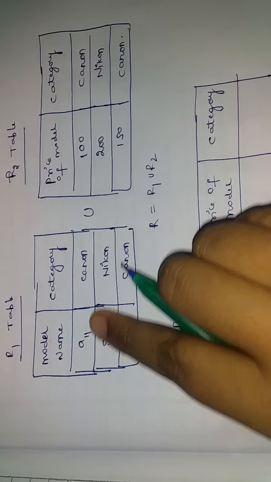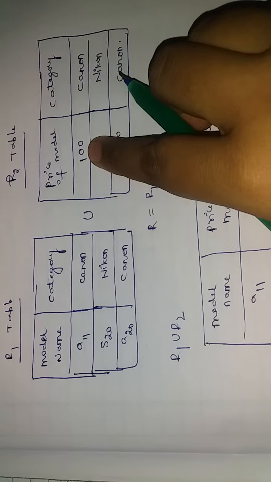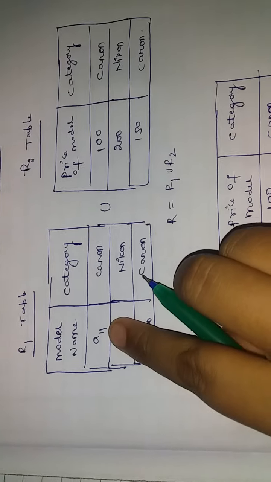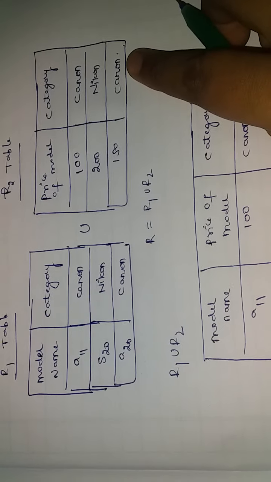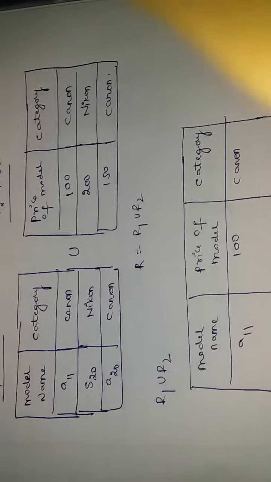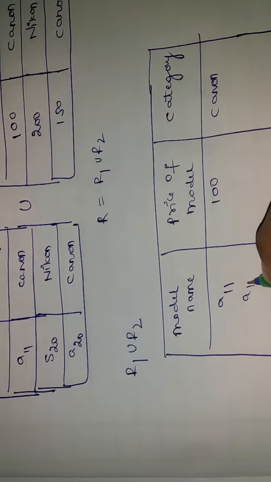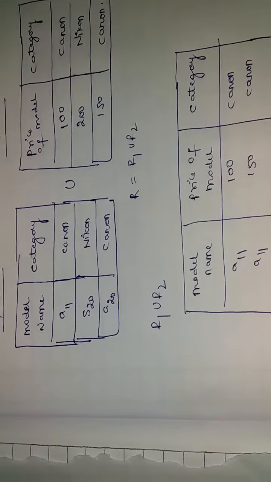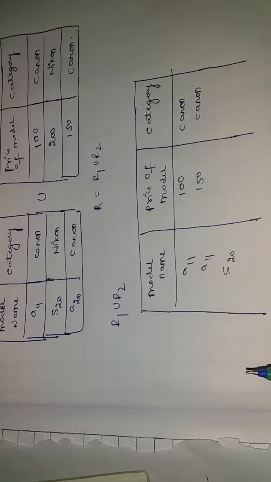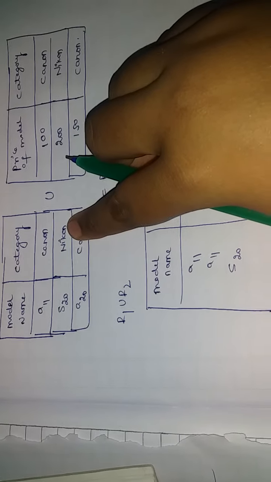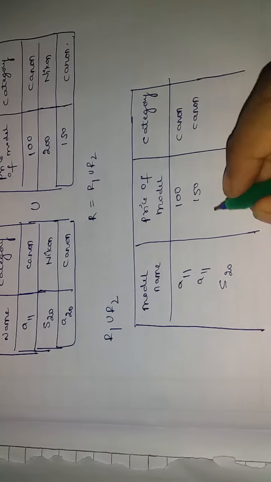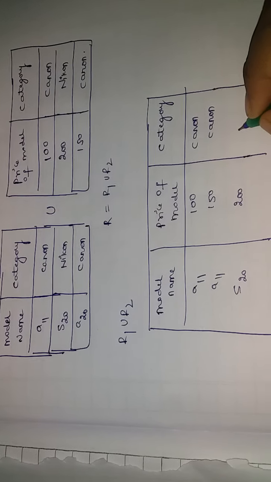Okay, A11 Canon has 100 rupees. Price of the model is 100, category is Canon. And next one is A11. Here another Canon is there. Here price is 150. Okay, A11 price is 150, and category is also Canon. Okay, next one S20. Here S20 is Nikon. Price is 200. There is only one Nikon there. That's why we don't have any redundancy.